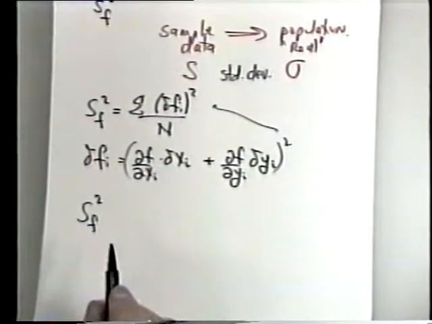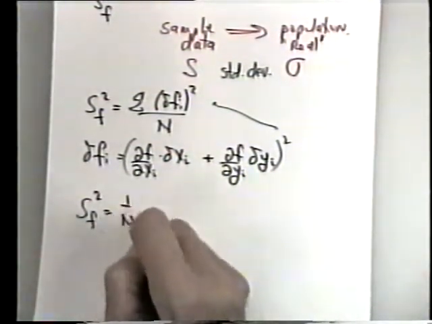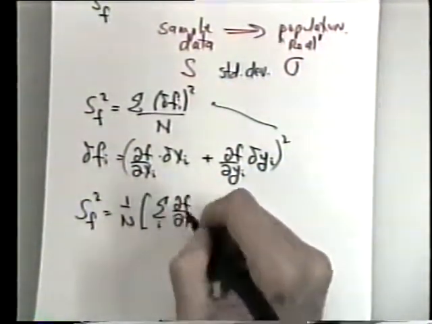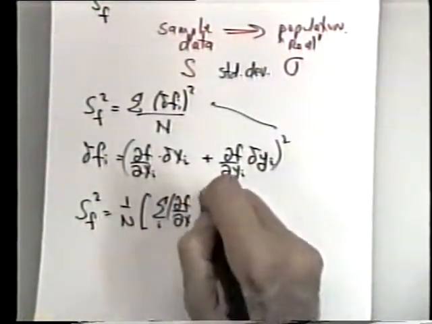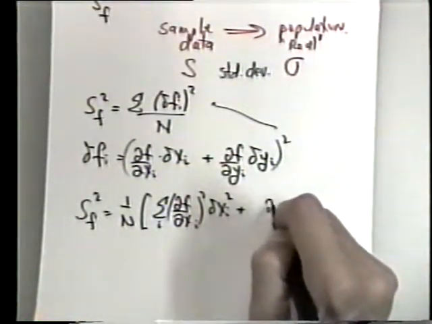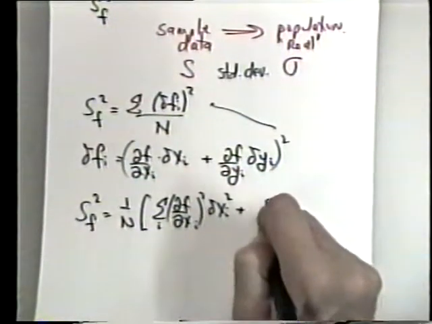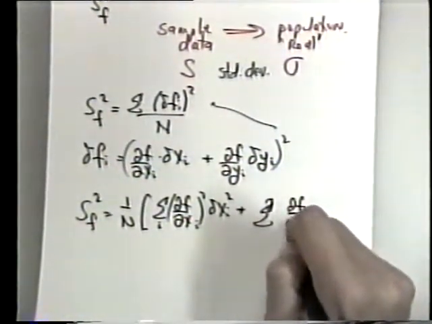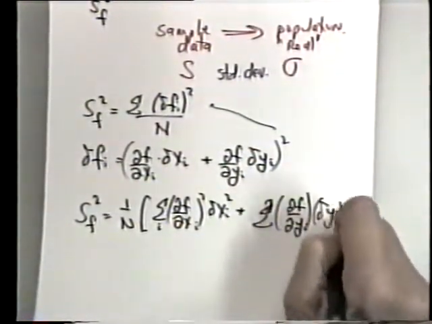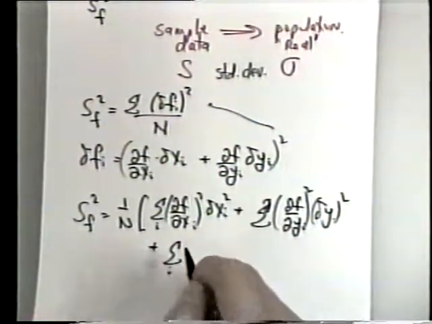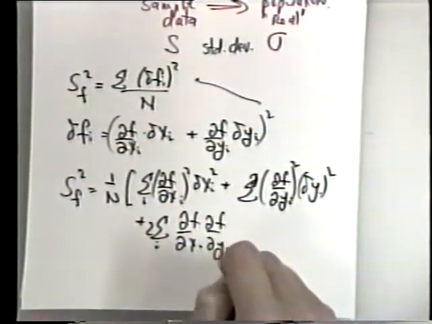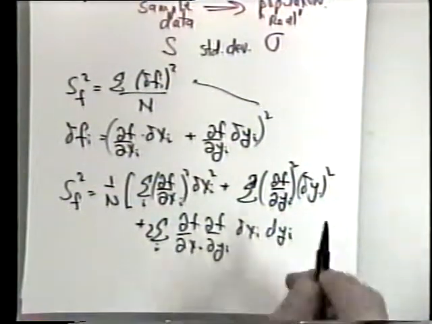And then if we do this sum, S squared, so we take this and I square it, I get a series of terms that are 1 over n times something like the sum over i of df/dx evaluated at xi squared times delta xi squared, plus the other term. Let me write the sum separately: the sum of df/dy squared times delta yi squared, plus the sum over i of maybe 2 times df/dxi, df/dyi, delta xi, delta yi.